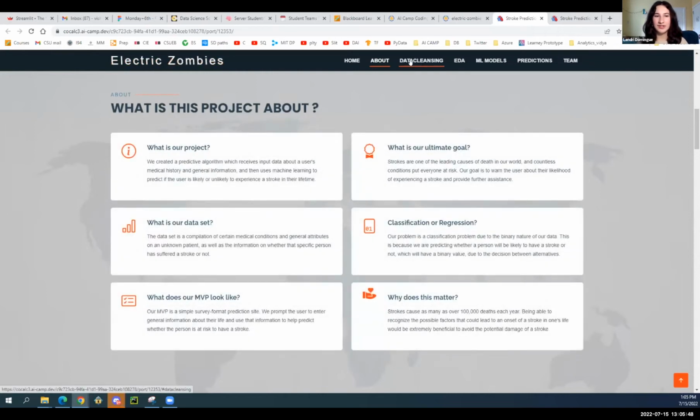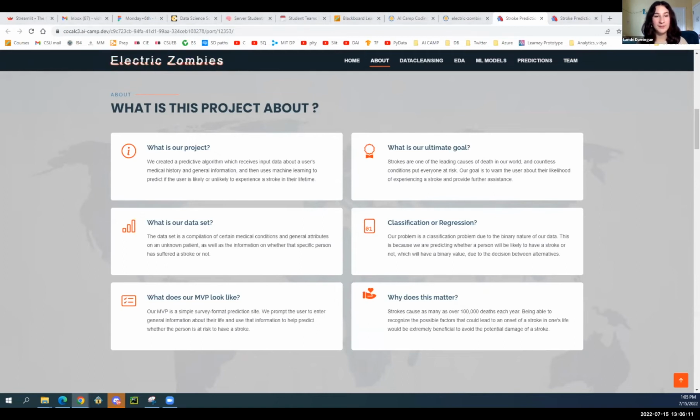What is our project? We created a predictive algorithm which receives input data about a user's medical history and general information, then uses machine learning to predict if the user is likely or unlikely to experience a stroke in their lifetime. What is our ultimate goal? Our goal is to warn the user about the likelihood of experiencing a stroke and provide further assistance if necessary.